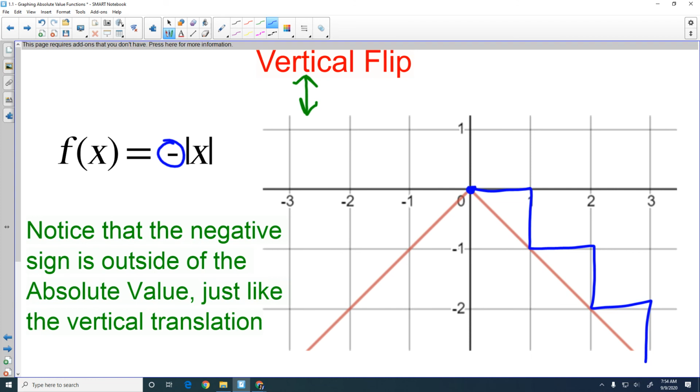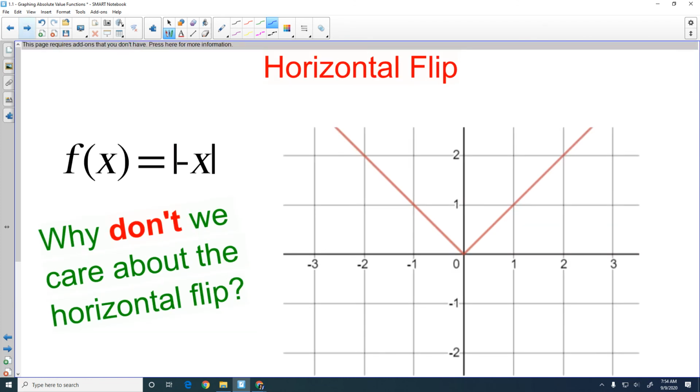Just like the vertical translation. Horizontal flip. So look at the one difference here. Where's that negative sign located, everyone? Inside. Everything inside that absolute value affects it in the x direction.